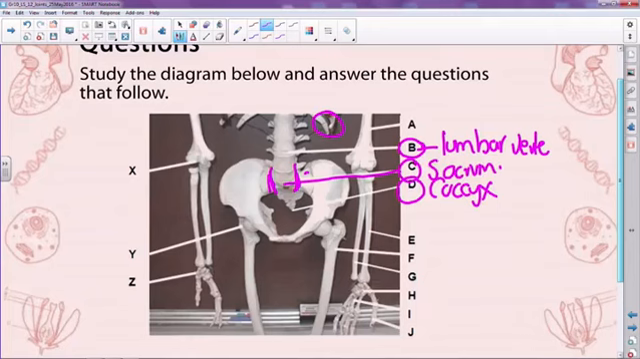So guys, when it comes to the question on joints, you need to link it to your skeleton. Be able to identify what kinds of joints there are and where we can find them on our skeleton.